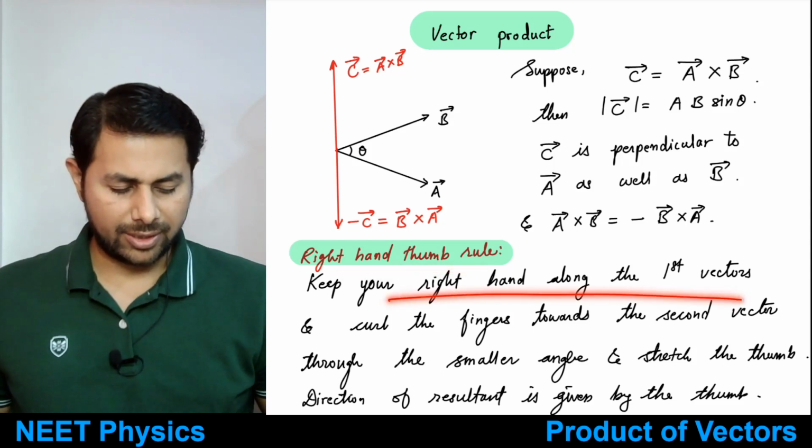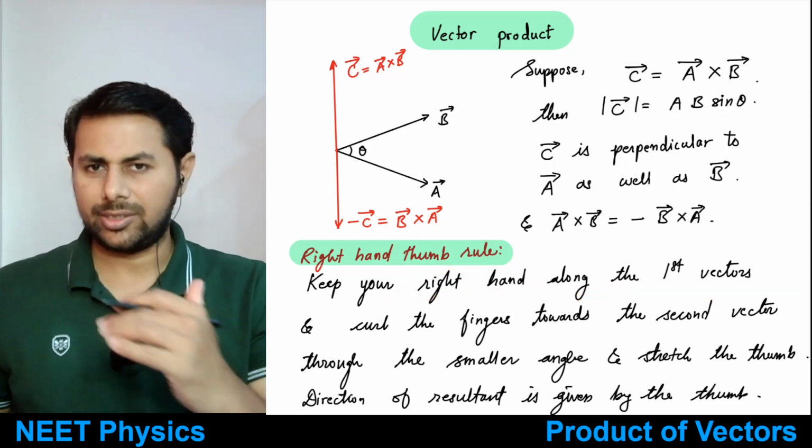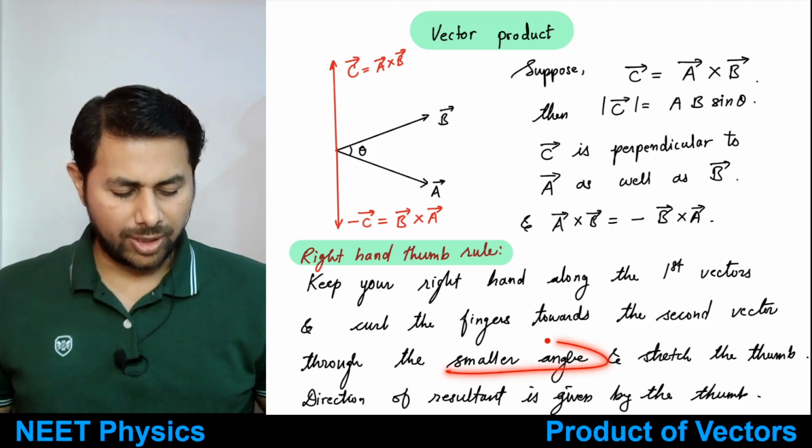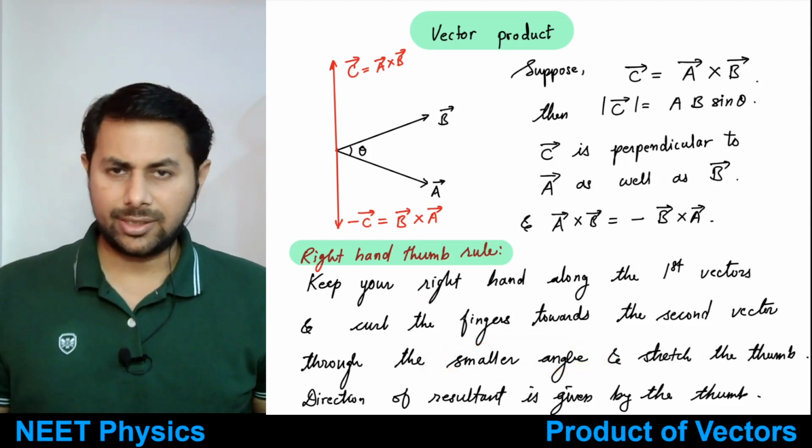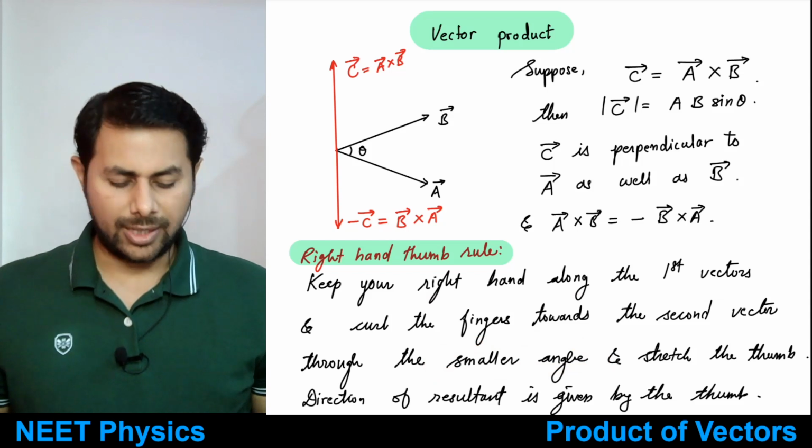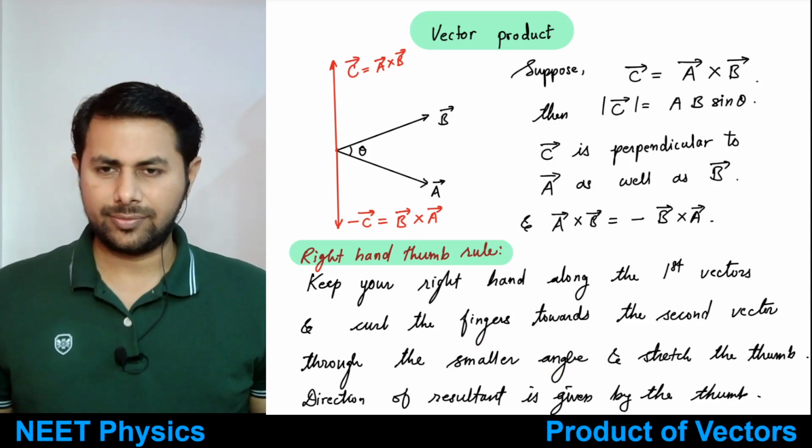Keep your right hand along the first vector, curl the fingers towards the second vector through the smaller angle and stretch the thumb. Right, so is this clear? Yes, no?